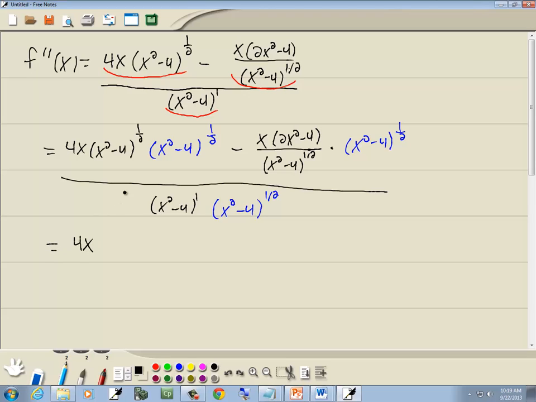So we've got 4x. Now (x squared minus 4) to the 1/2 times (x squared minus 4) to the 1/2. Since these are both x squared minus 4 to a power, I can add my exponents. So that's going to give us x squared minus 4, since 1/2 plus 1/2 gives us 2/2, or 1. Minus, over here, the (x squared minus 4) to the 1/2 cancels this (x squared minus 4) to the 1/2. So that leaves us x times 2x squared minus 4. Down below here, we've got x squared minus 4 to a power times x squared minus 4 to a power. So we add the exponents. 1 plus 1/2 gives us 3/2.